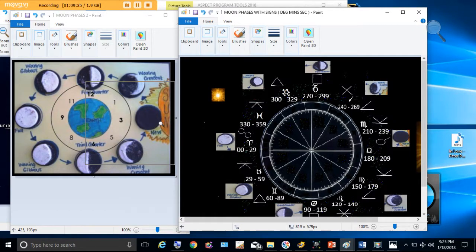If you're a Capricorn, then your opposite is Cancer. If you're Cancer, your opposite is Capricorn. If you're Leo, your opposite is Aquarius. If you're Aquarius, your opposite is Leo. If you're Pisces, your opposite is Virgo. If you're Virgo, your opposite is Pisces. If you're Aries, your opposite is Libra. If you're Libra, your opposite is Aries.